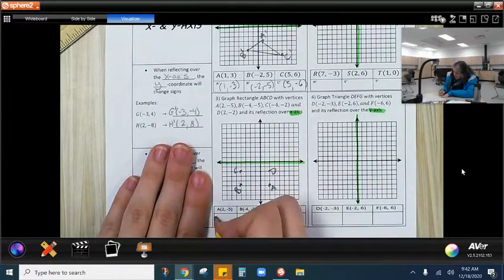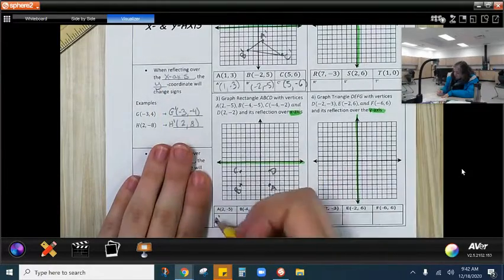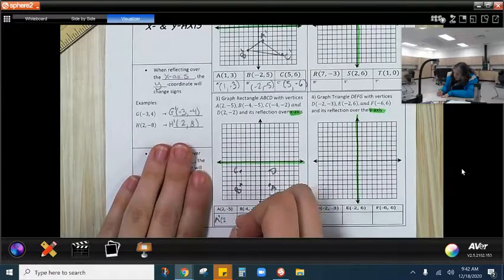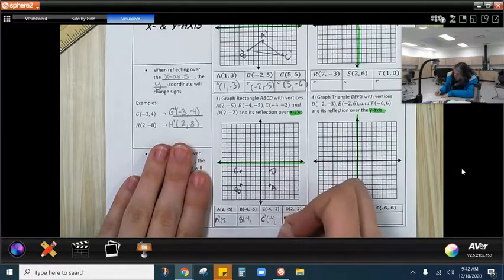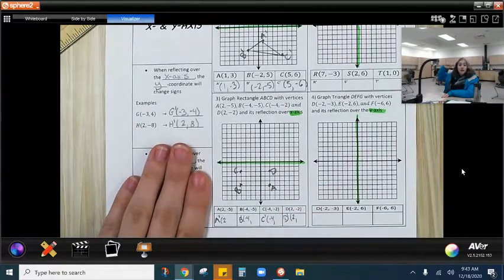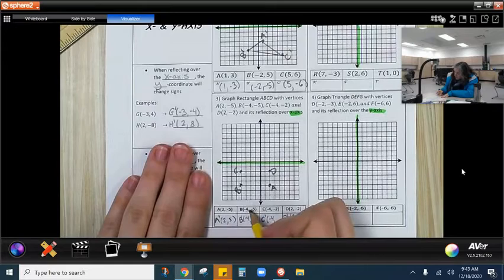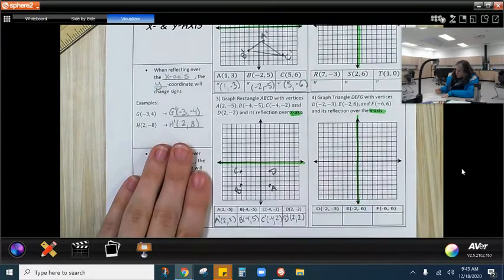So if I look at these, that means for A prime, we just said that our x-coordinate stays the same. So I can go ahead and fill in a 2, B prime will be at -4, C prime will be at -4, and D prime will be at 2. And now I need to change the sign of my y coordinates. So this will go from a -5 to a +5. This will go from a -5 to a +5. This will go from a -2 to a +2, and this will go to a +2.